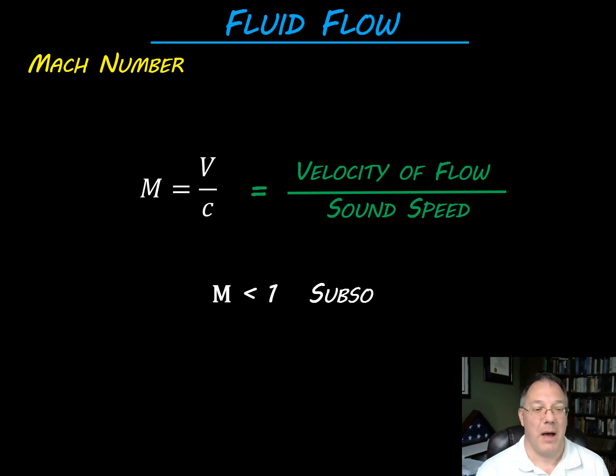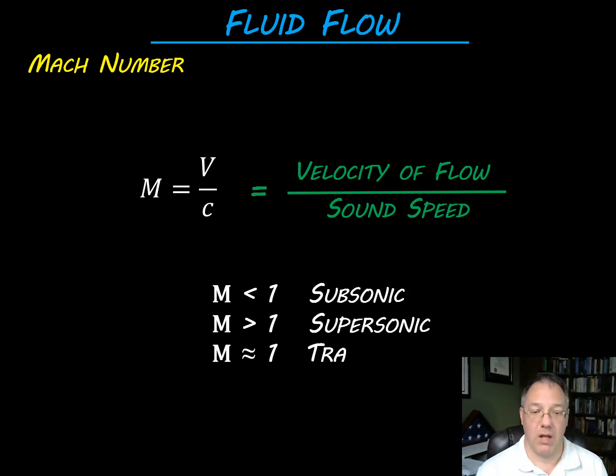Now, if our Mach is below 1, we call that subsonic. If Mach is greater than 1, we call that supersonic. And when Mach is right around 1, we call that transonic. There's some odd things that happen as we transition right around being at 1.